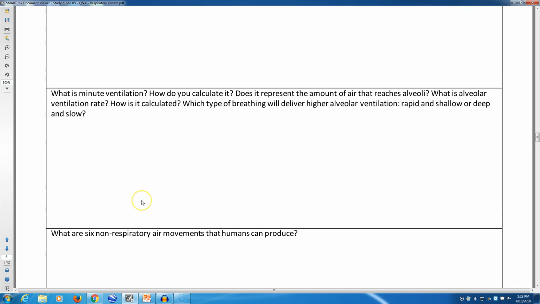Now, minute ventilation, you will have to calculate it. Yes, of course you can use calculators. So, minute ventilation is what? Tidal volume by respiratory rate. That's it. How much air gets into the respiratory system.